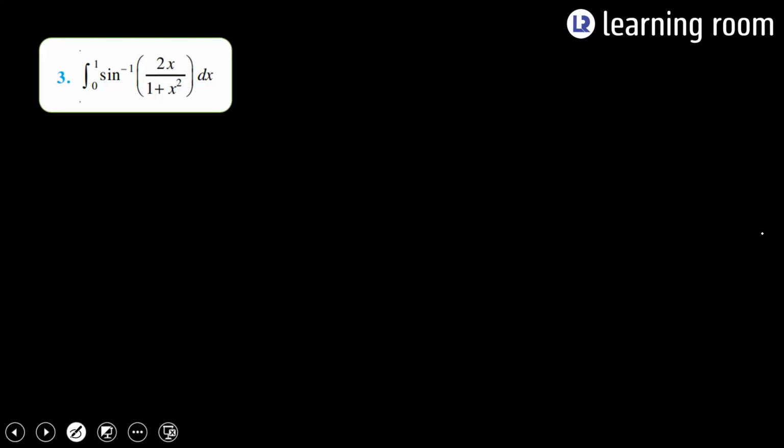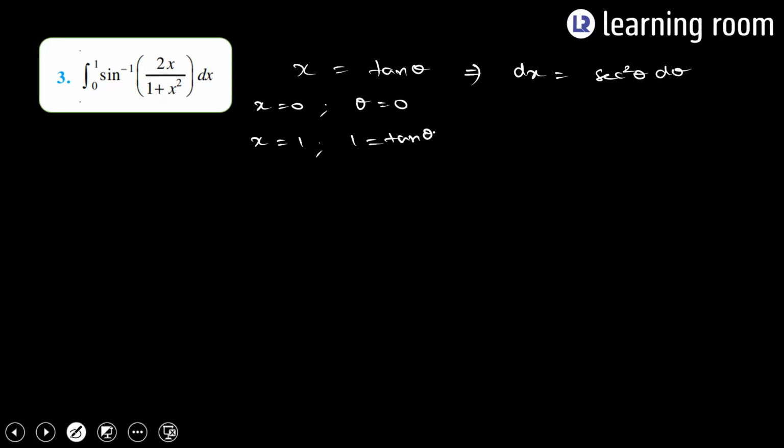Moving on to the next one. Integral of 0 to 1, sine inverse of 2x by 1 plus x square. So we'll put x is equal to tan theta, which implies dx is equal to secant square theta d theta. So, when x is equal to 0, theta is 0. When x is equal to 1, 1 is equal to tan theta, then theta will be equal to pi by 4.